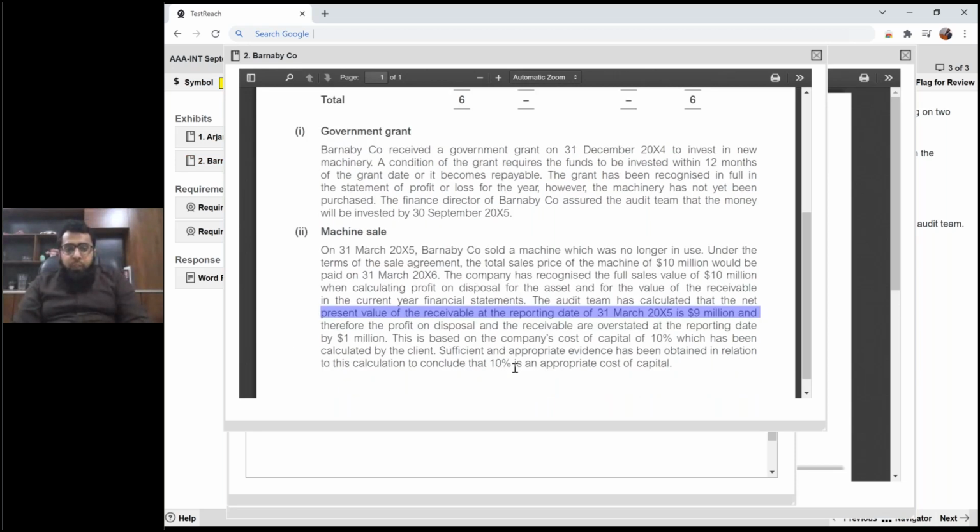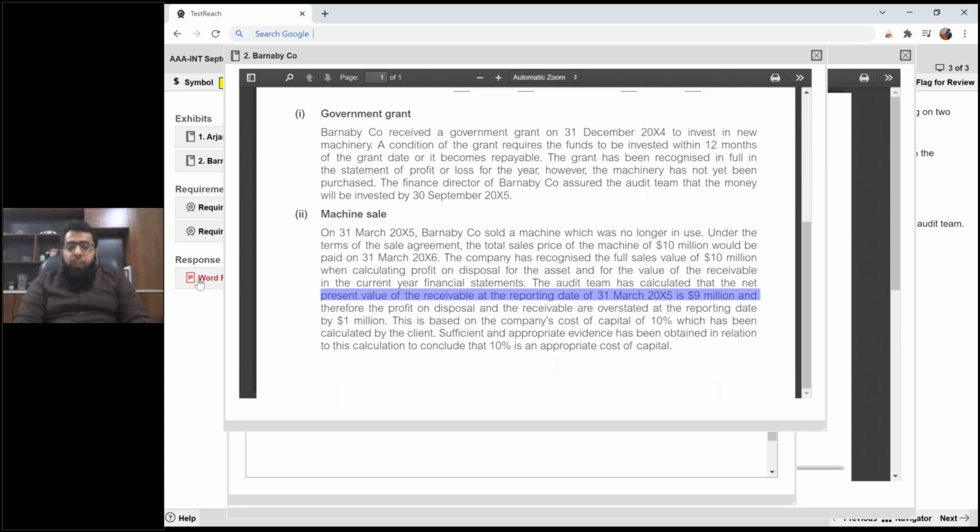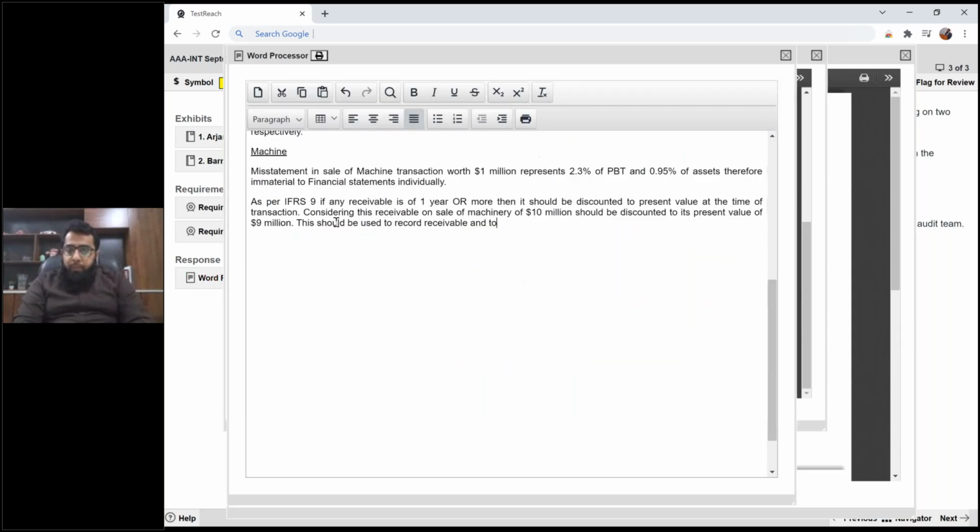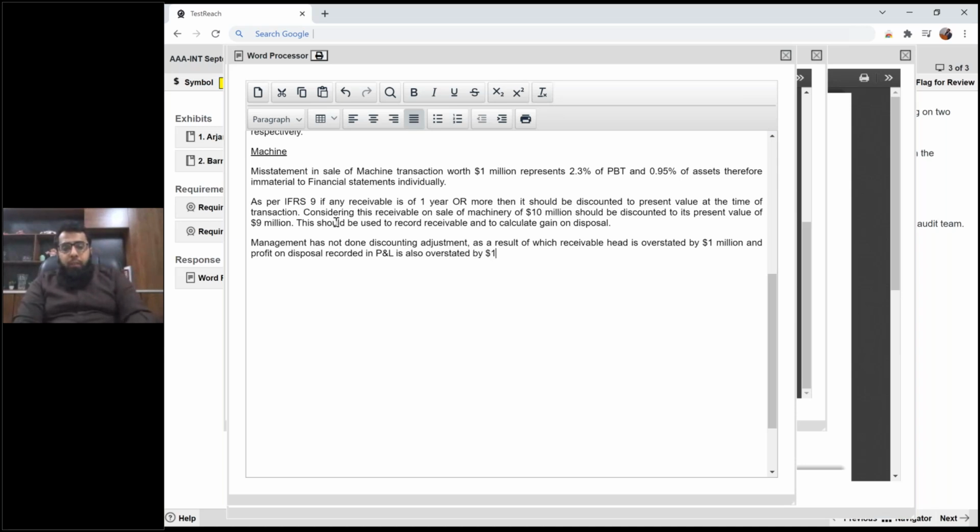Okay, this should be used to record receivable and to calculate gain on disposal. Management has not done the discounting adjustment, as a result of which the receivable head is overstated by $1 million and profit on disposal recorded in P&L is also overstated by $1 million.